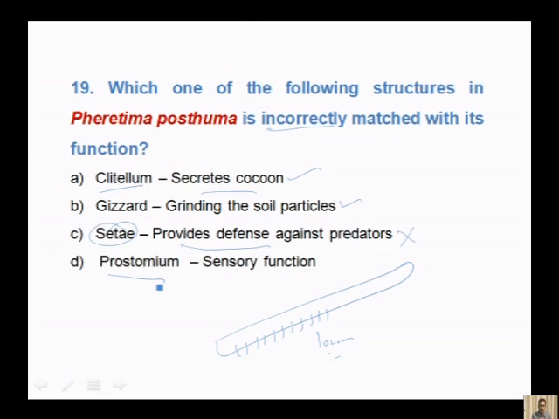Prostomium is the first tongue-like structure present at the anterior tip of the earthworm. It acts as a sensory structure. The last point is also correct. So the wrong statement for this question is option C.